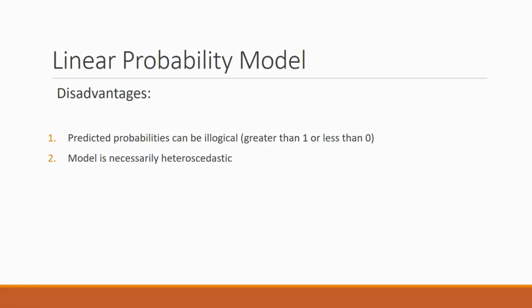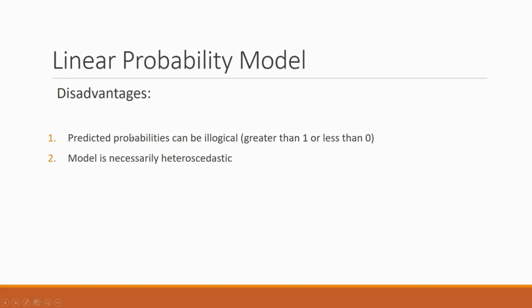Another disadvantage is that the model is necessarily heteroscedastic. We know that the linear probability model will have heteroscedasticity. Now, we know from our last lecture, lecture 7, that when we have heteroscedasticity, we use robust standard errors. So this isn't a major problem, but it's somewhat of a disadvantage. When we use the linear probability model, we know that we need to use robust standard errors because there will be heteroscedasticity. Okay. But now this next problem is going to be our big problem with the linear probability model.